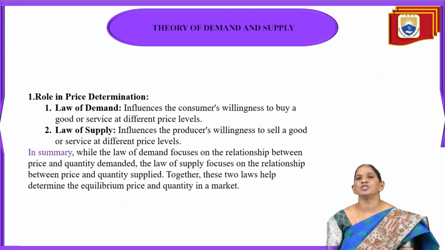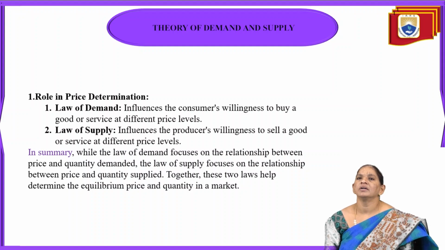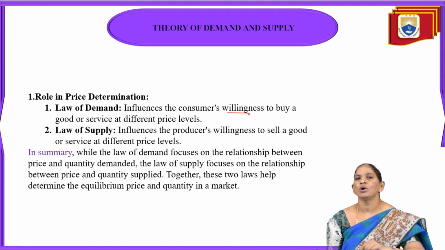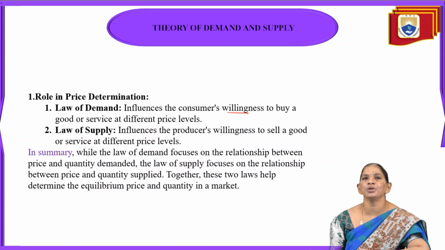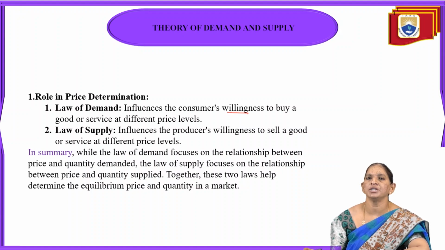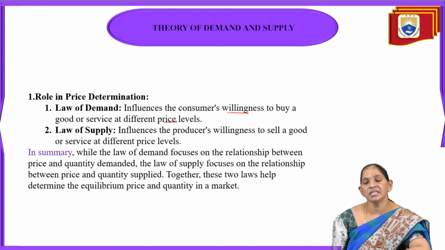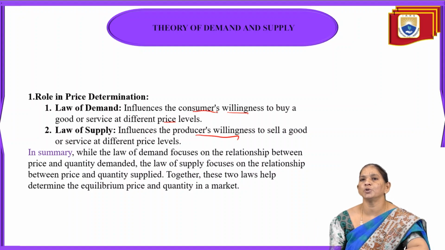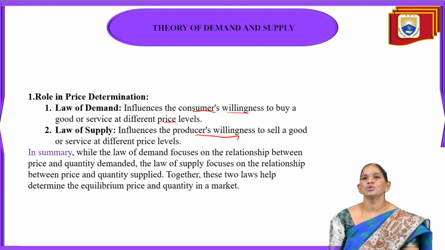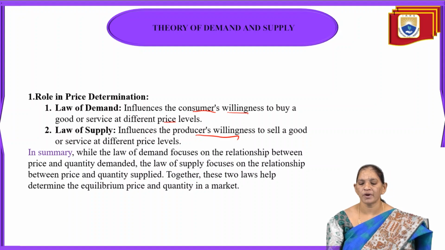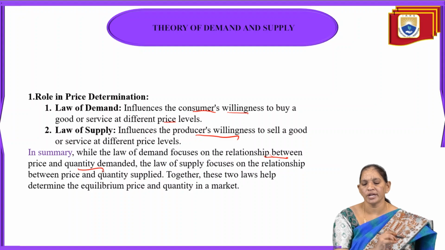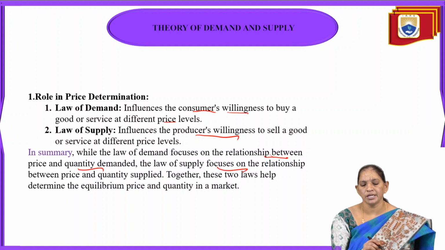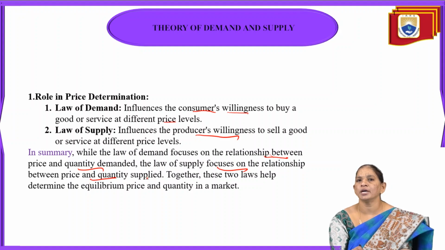Then, the role of price determination. In the law of demand, consumer willingness and taste preferences for goods and services play an important role in price determination at different price levels. In the case of supply, the producers' willingness plays an important role in selling goods or services. So from the above analysis, the law of demand focuses mainly on the relationship between price and quantity demanded, and supply focuses on the relationship between price and quantity supplied, demanded by the market, supplied by the producers.